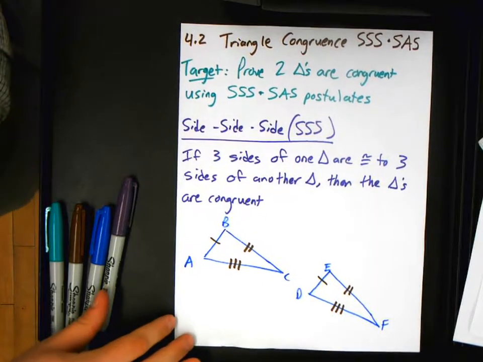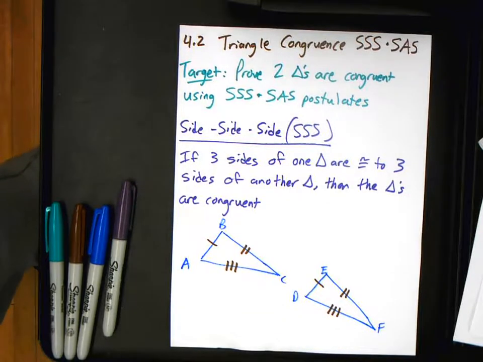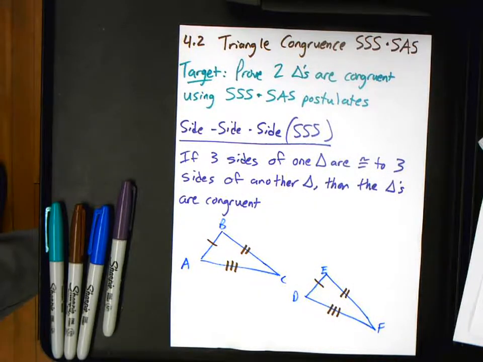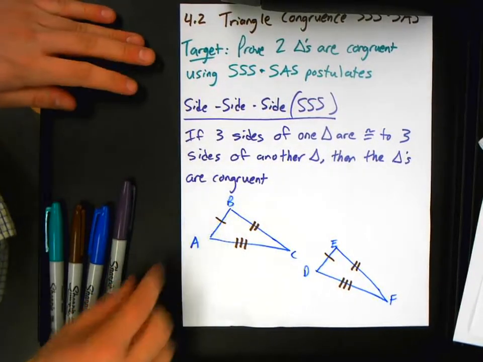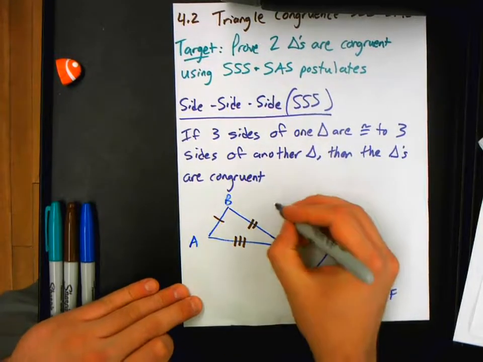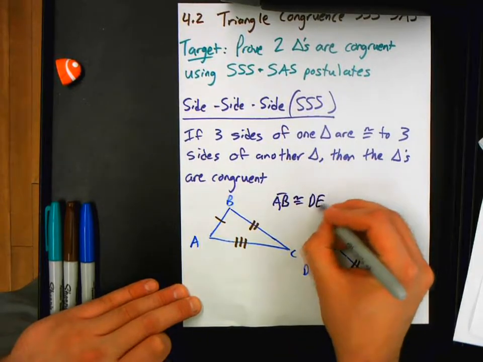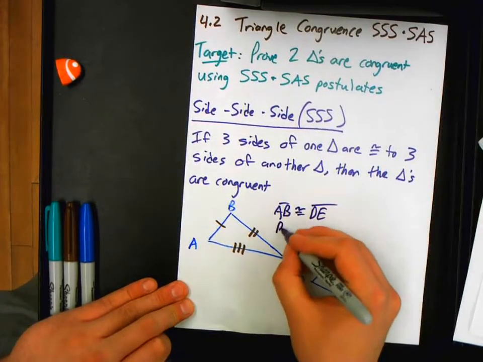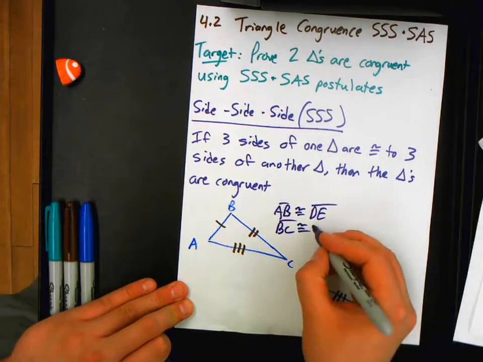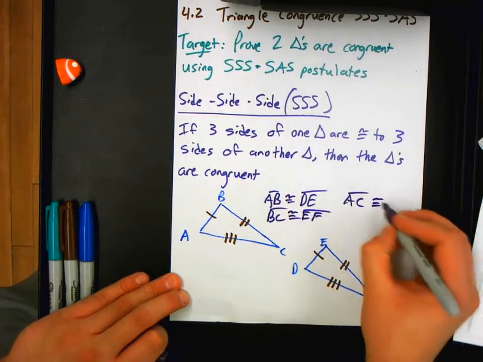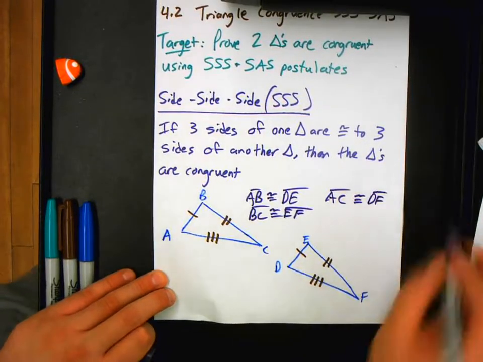So the first one is side, side, side, or I will write 3 S's for short. Side, side, side says that if 3 sides of one triangle are congruent to their corresponding 3 sides of another triangle, then the triangles are congruent. So for example, if side AB is congruent to DE, and BC is congruent to EF, and for the last one, AC is congruent to DF.